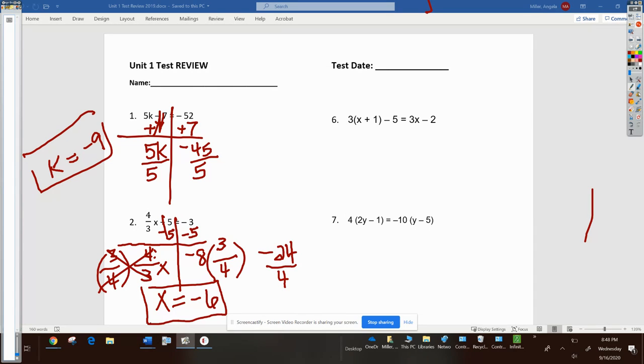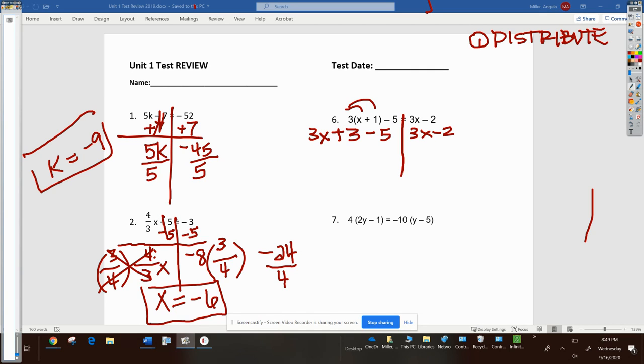All right, I'm going to skip over here to number 6, and then I'll go down and do the rest of the page. So number 6, it looks a little tricky, but we need to remember that the first thing we have to always do is to distribute. So if we distribute our number, I'm going to take my 3x, and I'm going to multiply my 3 times my 1. It's going to give me 3. And then I'm just going to rewrite my 5. I didn't do anything to it. I'm going to rewrite my 3x minus 2.